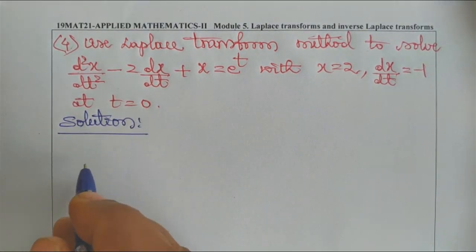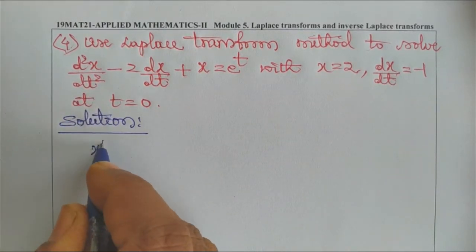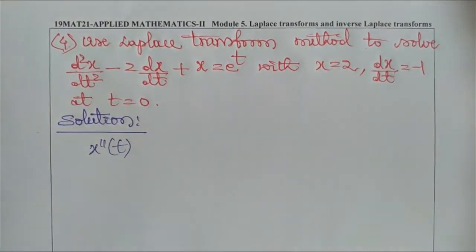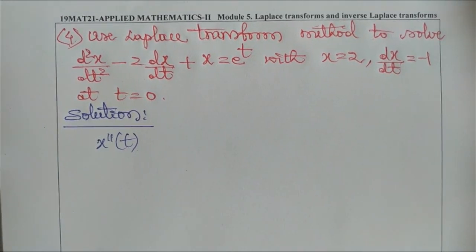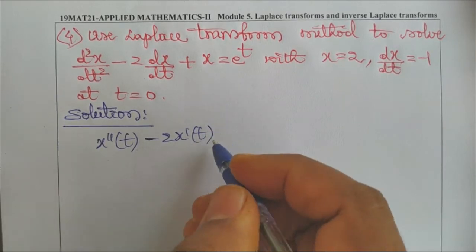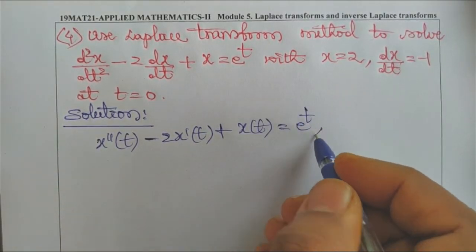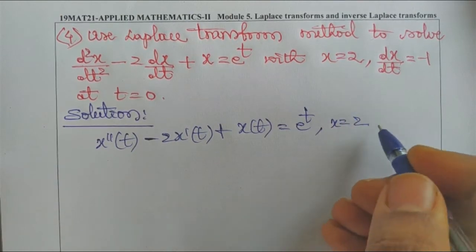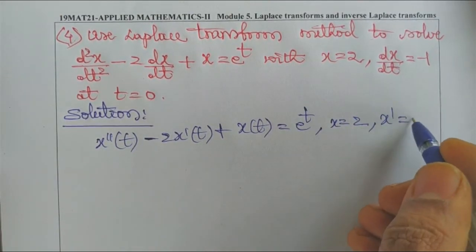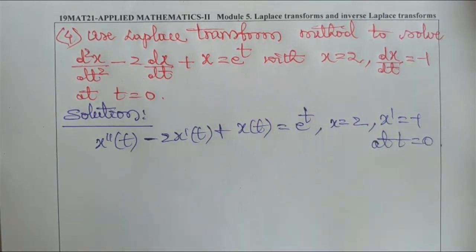Okay, now first you collect the data. This d2x by dt square, we can write it as x double dash of t. So x double dash of t, then minus 2 into x dash of t plus x of t is equal to e to the power of t. X is equal to 2, x dash is equal to minus 1 at t is equal to 0. Remember this.